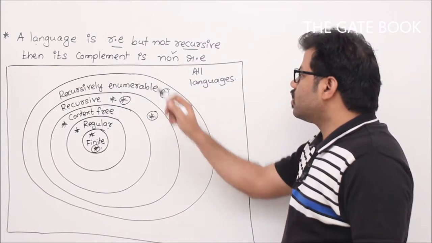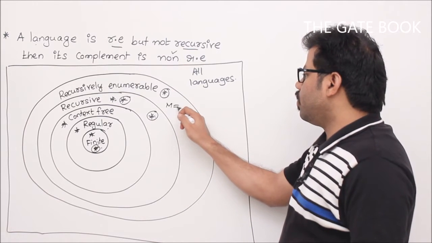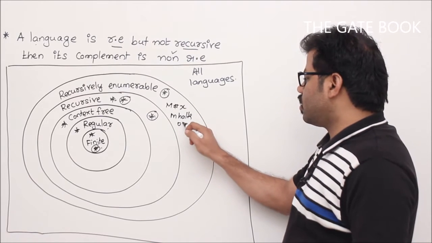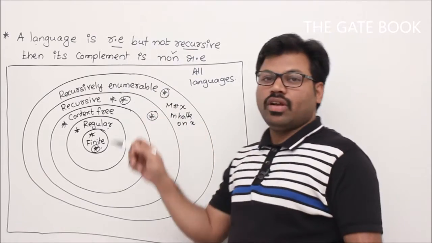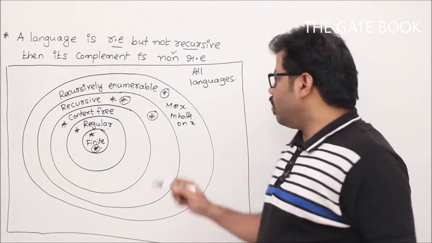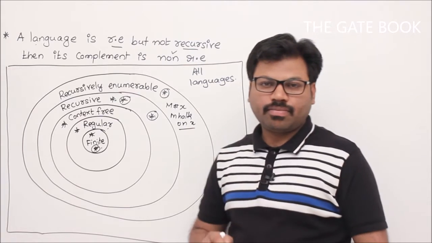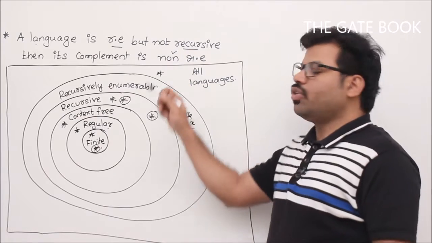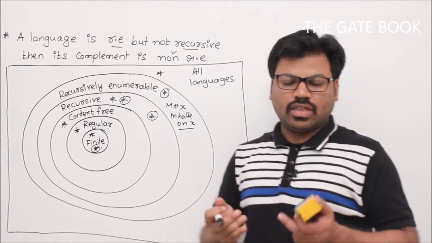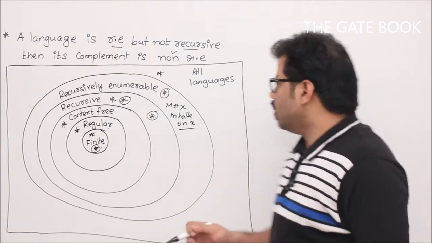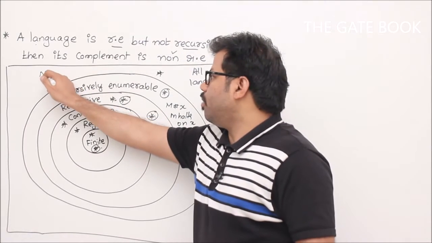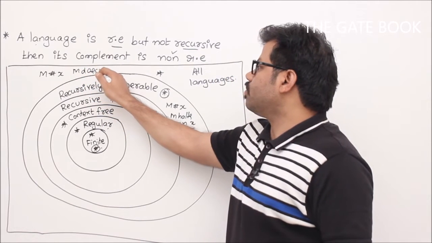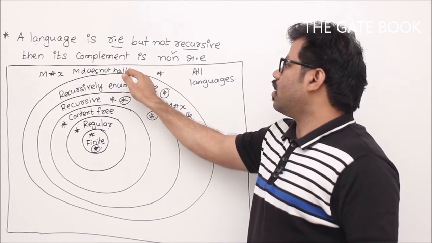But there are languages like M halts on X. Such a language is recursively enumerable but not recursive. Already we proved it. Similarly, the membership problem, M accepts X. Forget about that. Now there are some languages for which there is no Turing machine. That means for some languages we can't construct a Turing machine. I will give you an example: M hash X, where M does not halt on X.